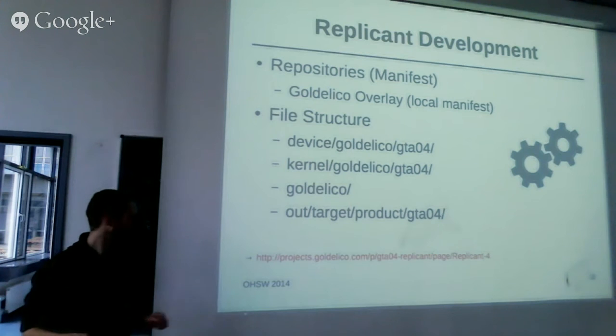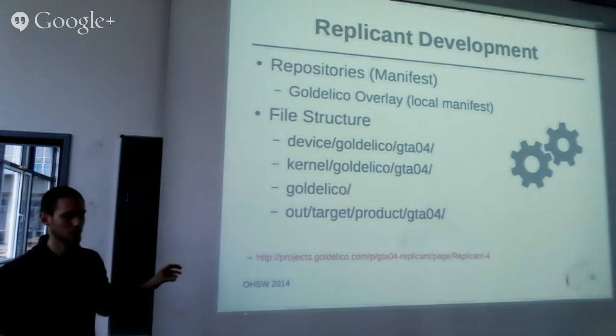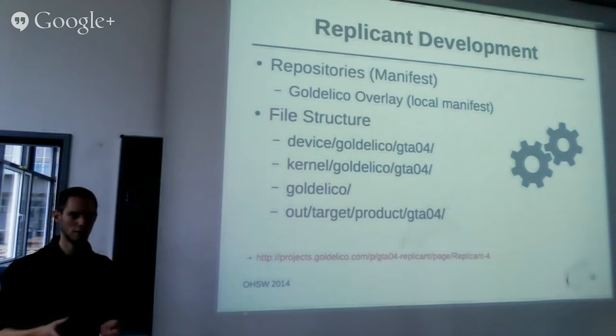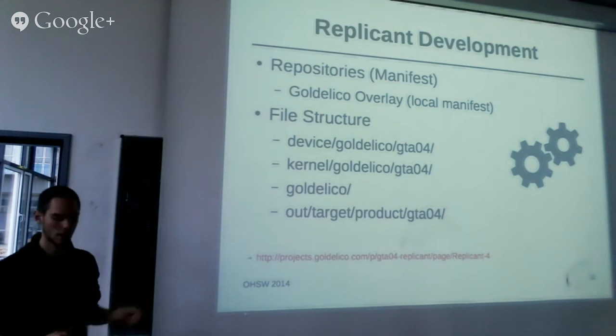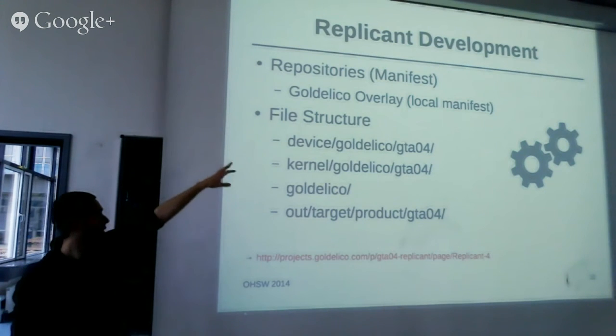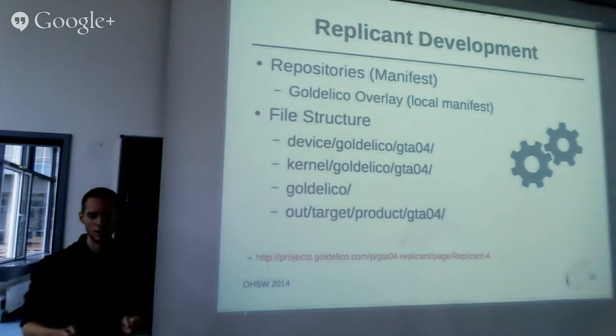So if you go to this link, there's step-by-step instructions on how to download and set up everything you need to compile your own version of Replicant for the GTA04. This will then also contain the Goldelico overlay, which contains all the GTA04 features and drivers, etc.